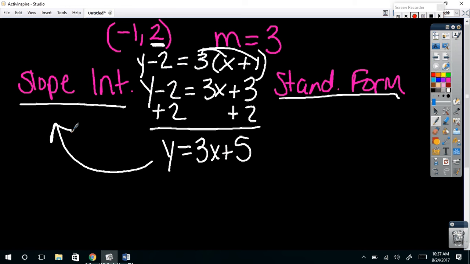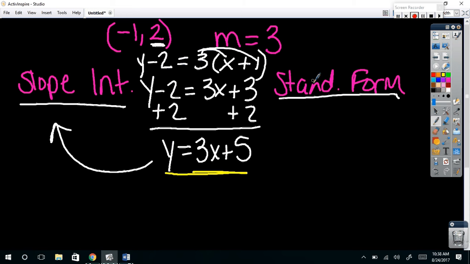Okay, I'll stop for a second. I'll slow down. Everyone in here sees how we got from point slope to slope-intercept, yes? Yes, I understand. Now take it a step further. How can I get from slope-intercept to standard? What do I need to do?